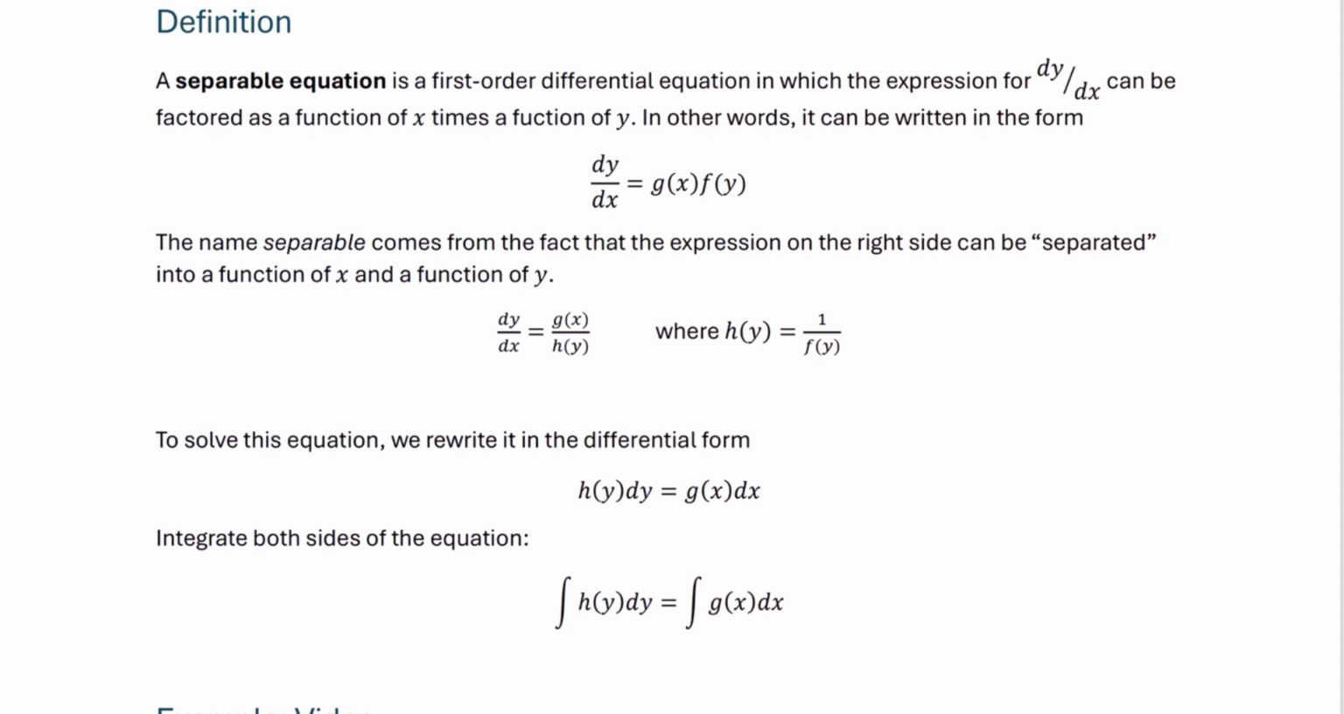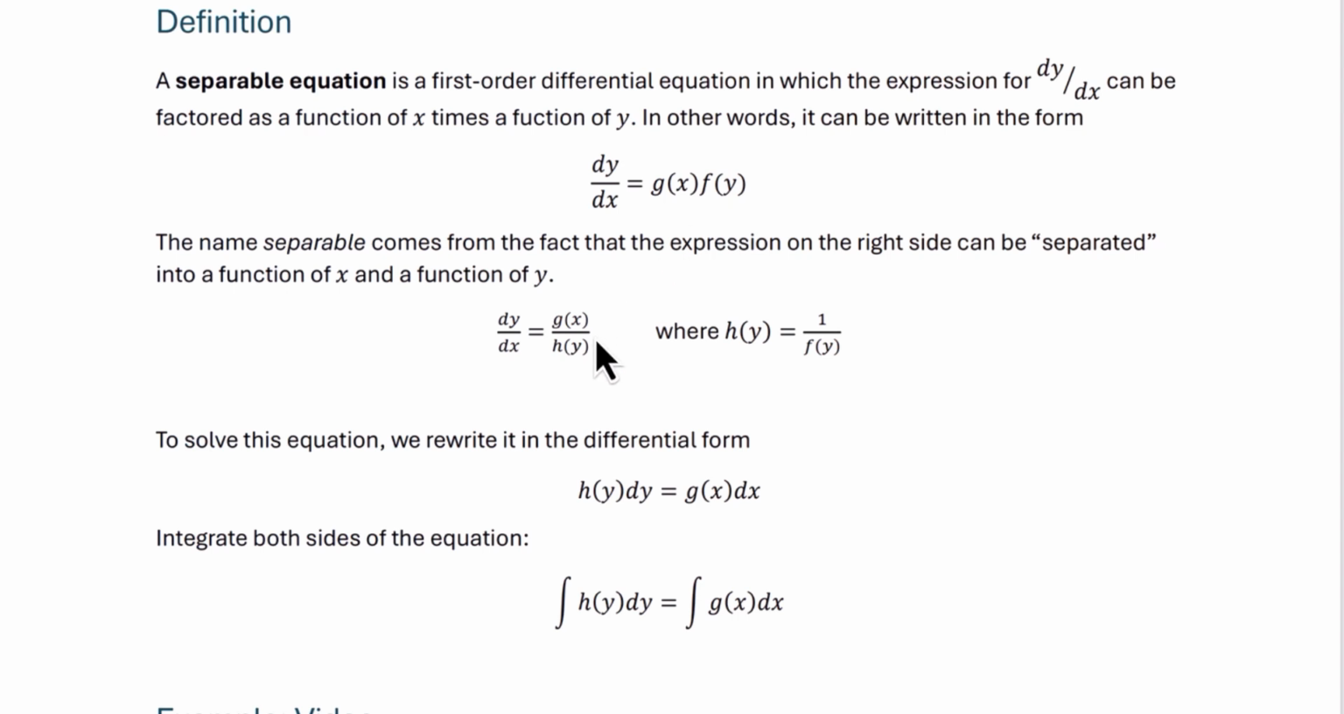In this video, we'll introduce separable equations. A separable equation is a first-order differential equation in which the expression for dy/dx can be factored as a function of x times a function of y. In other words, it can be written in this form: dy/dx equals g(x) times f(y). Notice that on the right side we have two different functions. One is in terms of x, the other is in terms of y.